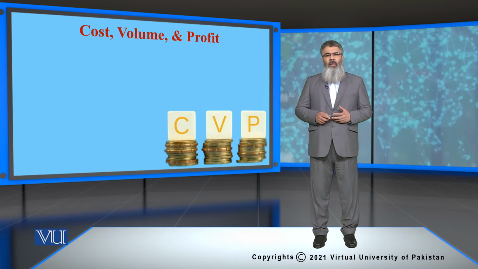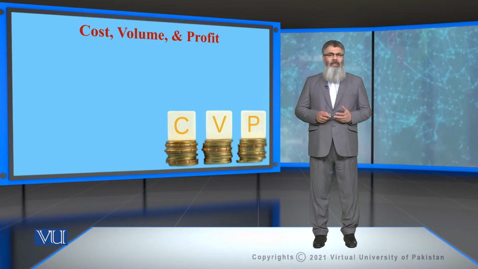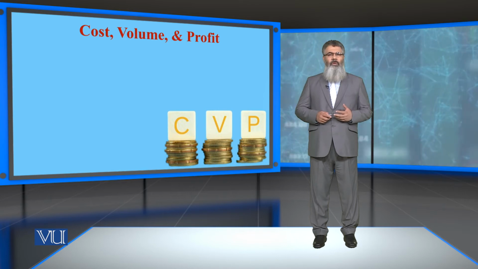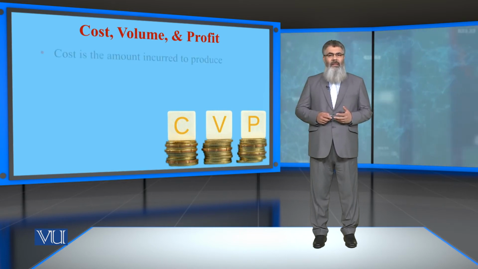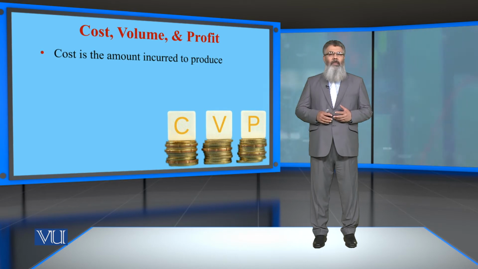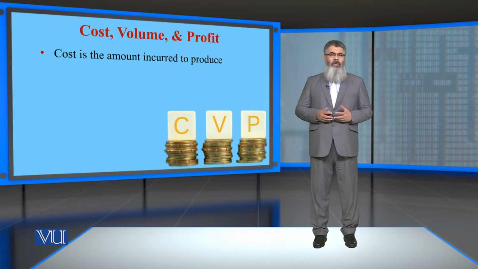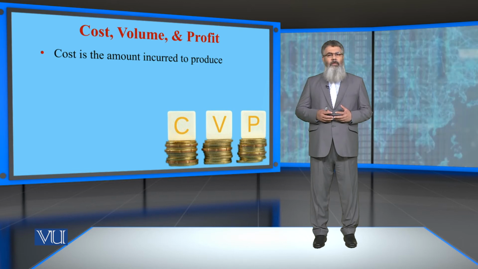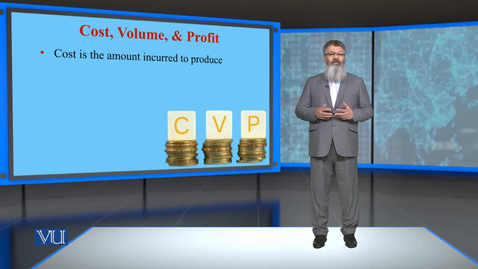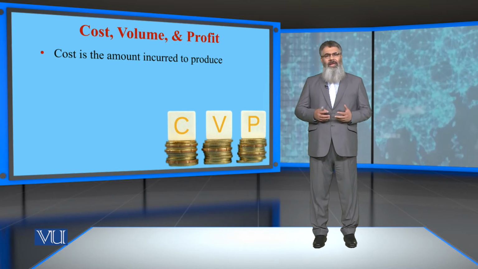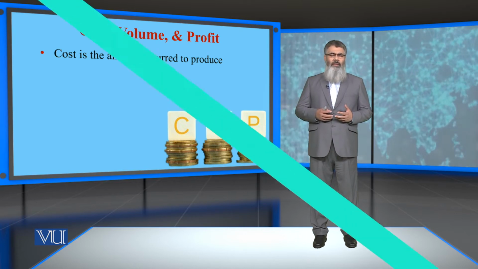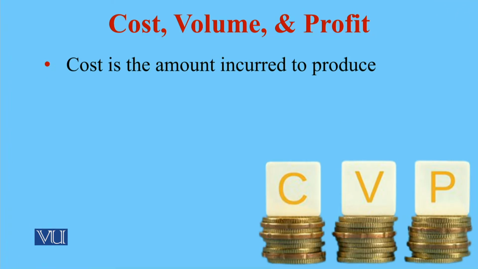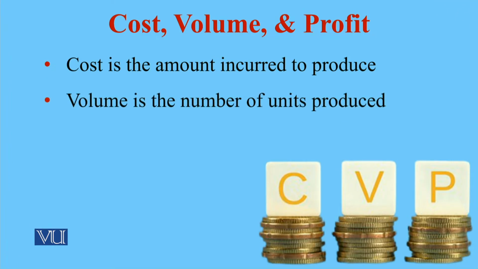So when we use the term cost in this discussion of cost, volume, profit, that is CVP, it refers to the amount that is incurred to produce some units, to manufacture some units. So for production, we need to incur cost, and this cost is then further also incurred to sell the units in the market. Now, the second term, which is volume, refers to the number of units which are produced.